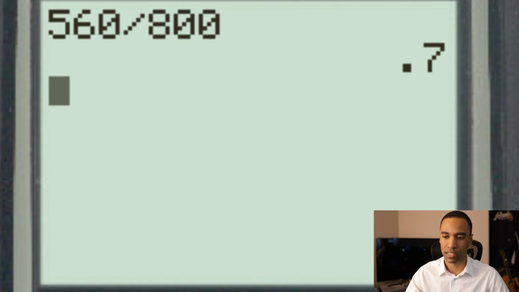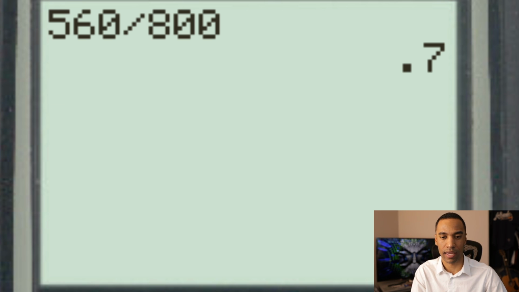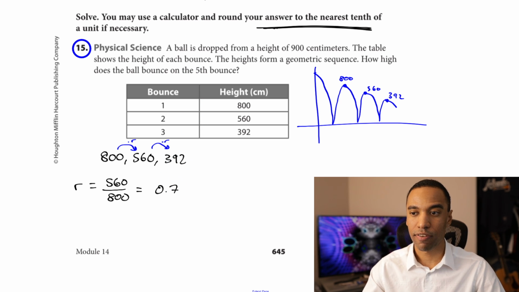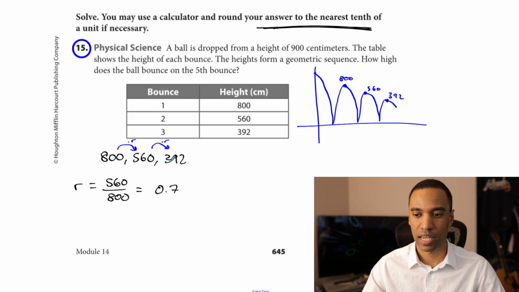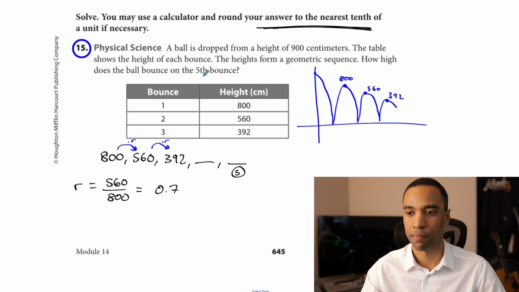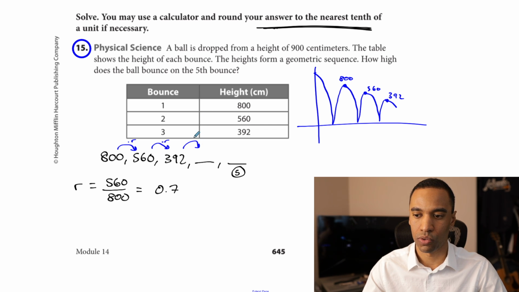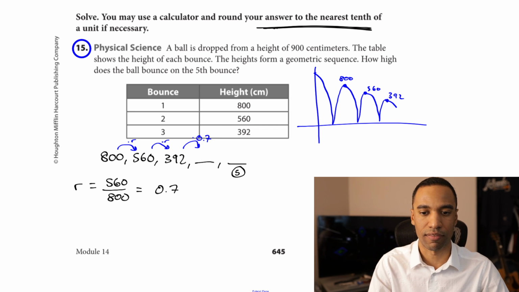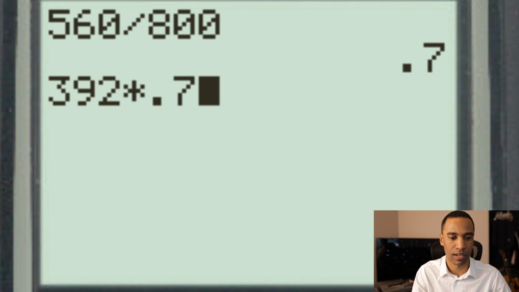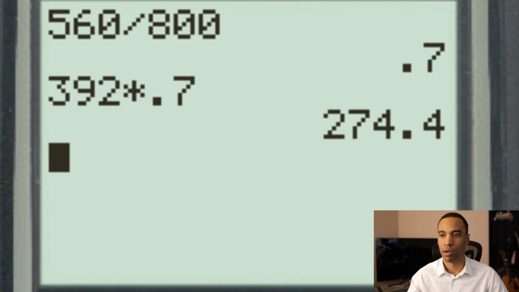I'm going to use that exact 0.7 number, and I'm going to use that one to multiply and get some of my future values here. So 0.7 is my common ratio. I need to find the 5th bounce. This is the first bounce, second bounce, third bounce. I need the 4th bounce to find the 5th bounce here. So this is my golden ticket right here. So I need to multiply 392 by 0.7. So to go to the calculator here, I have 392 times 0.7, and I'm going to get 274.4. Remember, these numbers are in centimeters.